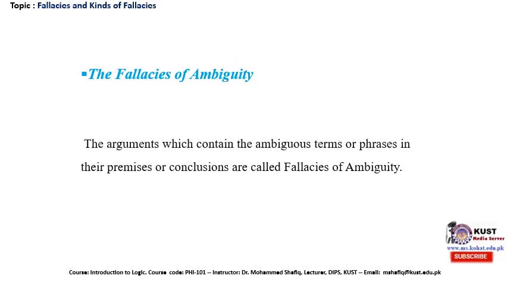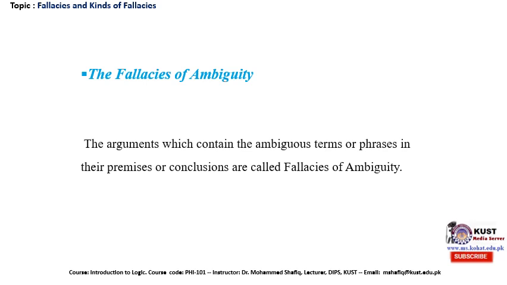The next class is called fallacies of ambiguity. Again, these are the kind of arguments which contain ambiguous terms or phrases in their premise or conclusions. And that's why these are called fallacies of ambiguity, because they are the result of using ambiguous language in an argument.